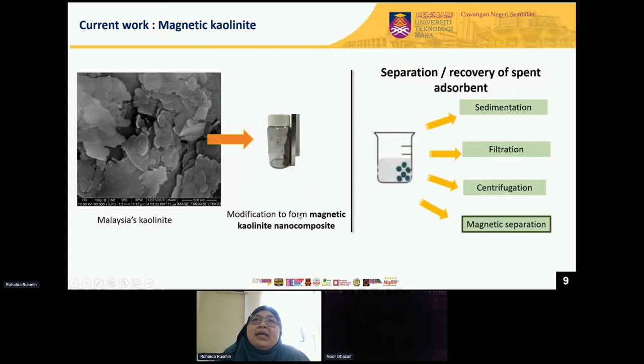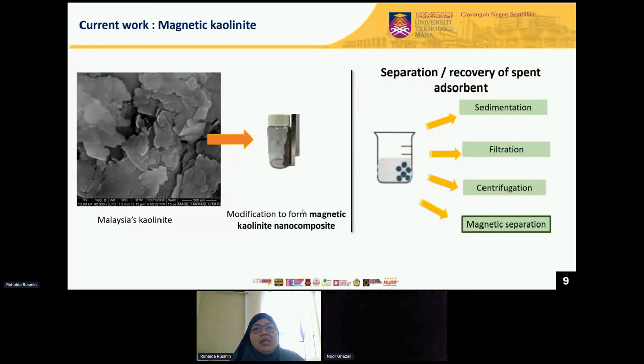So why is such performance needed? Because we try to address the separation or the recovery issues of the spent adsorbent. So basically in remediation studies, for example, if the adsorbent has already done its job in remediating or adsorbing the contaminant of interest, the next step will involve the separation or the recovery of the spent adsorbent.